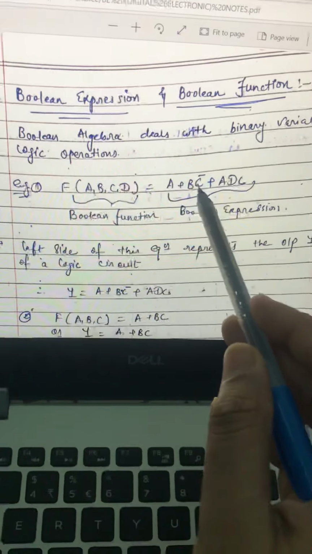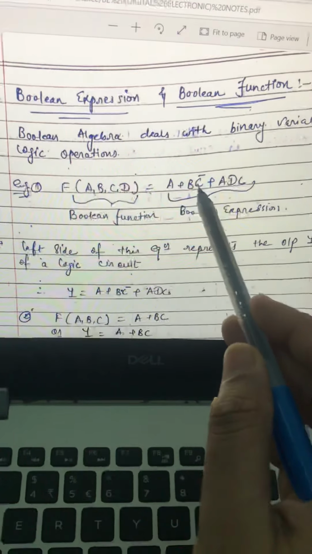The left side of the equation represents the output Y. So in place of this function you can write Y also. So A plus BC bar plus ADC, this can be written as the function. Now another example of three variables, F of ABC, which has the expression A plus BC, right? So this is the way we can express a Boolean function.